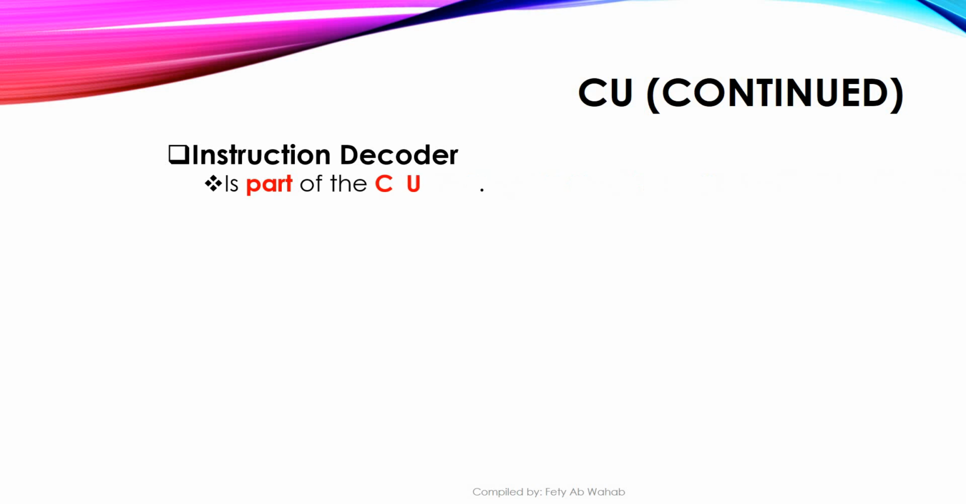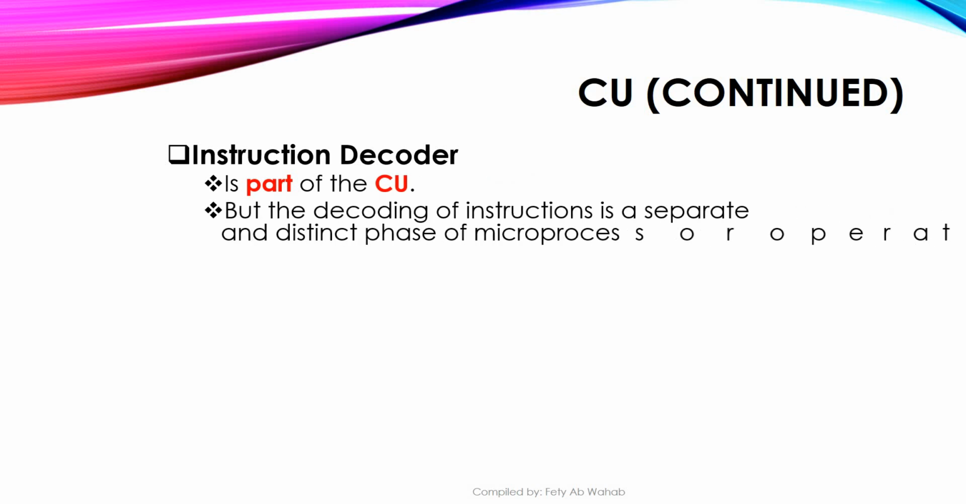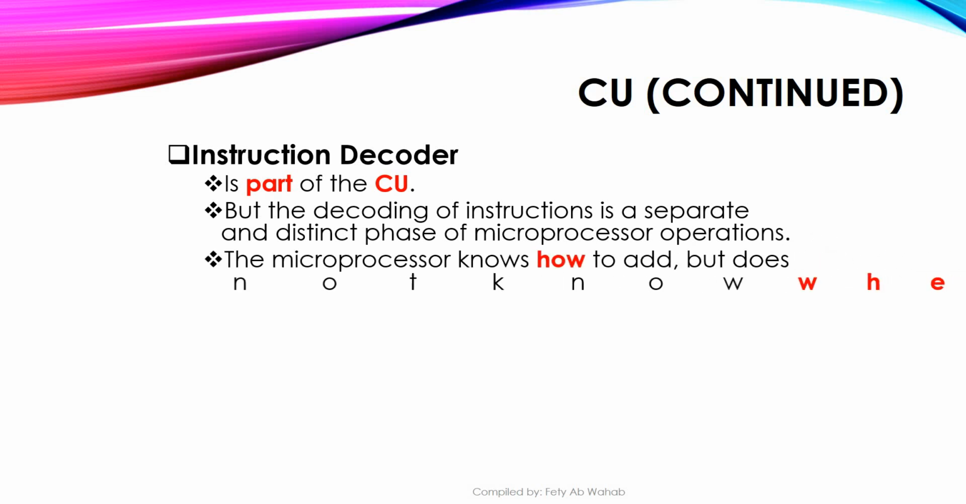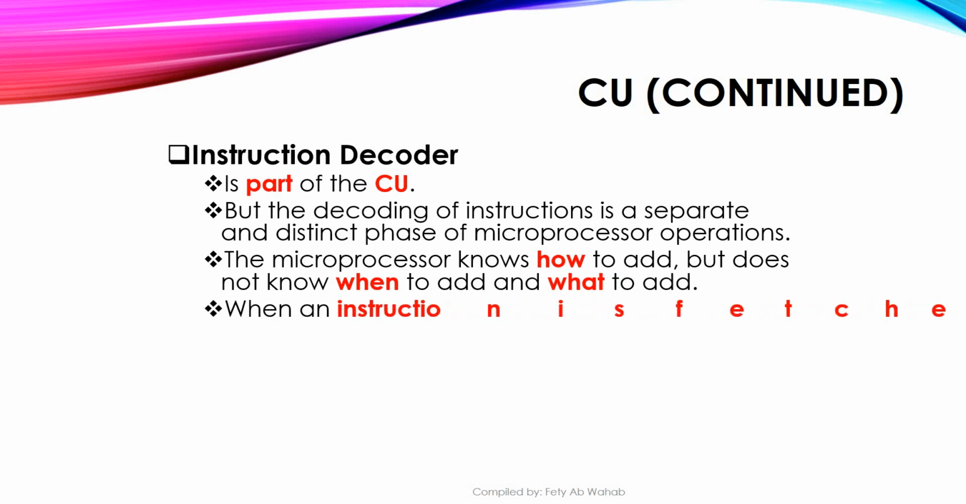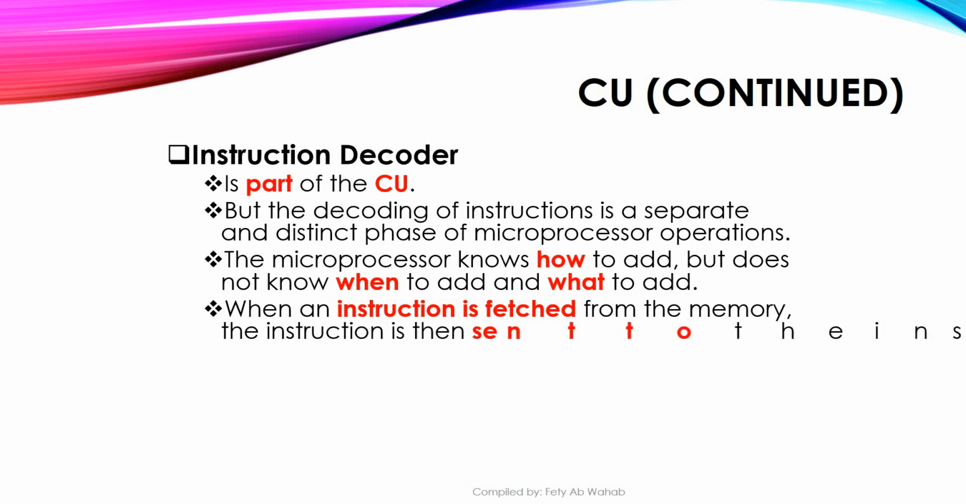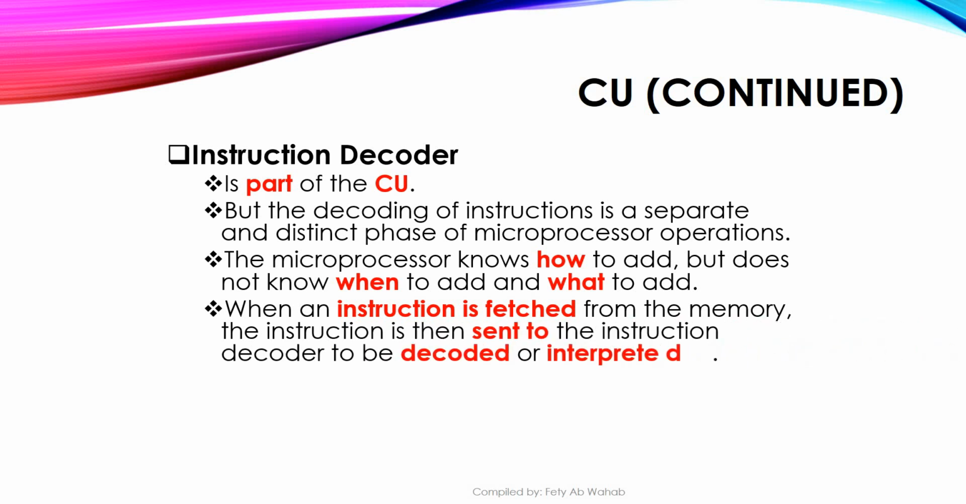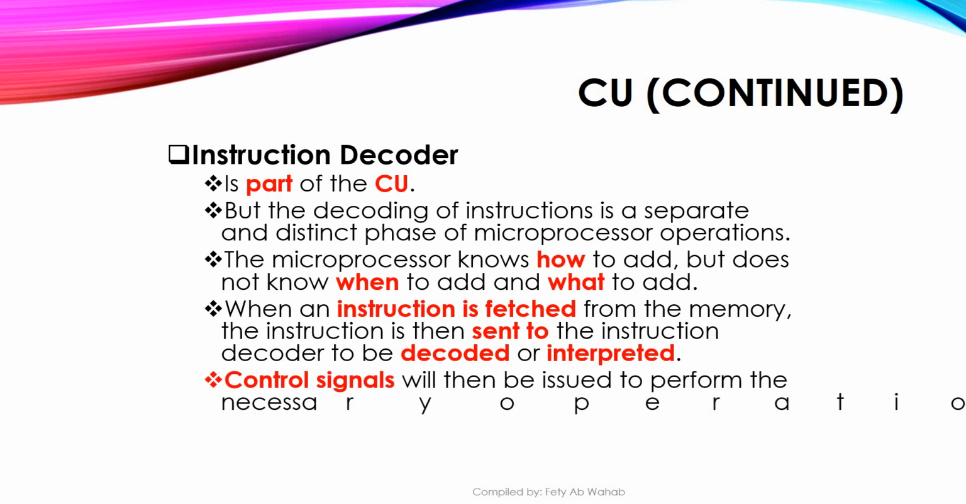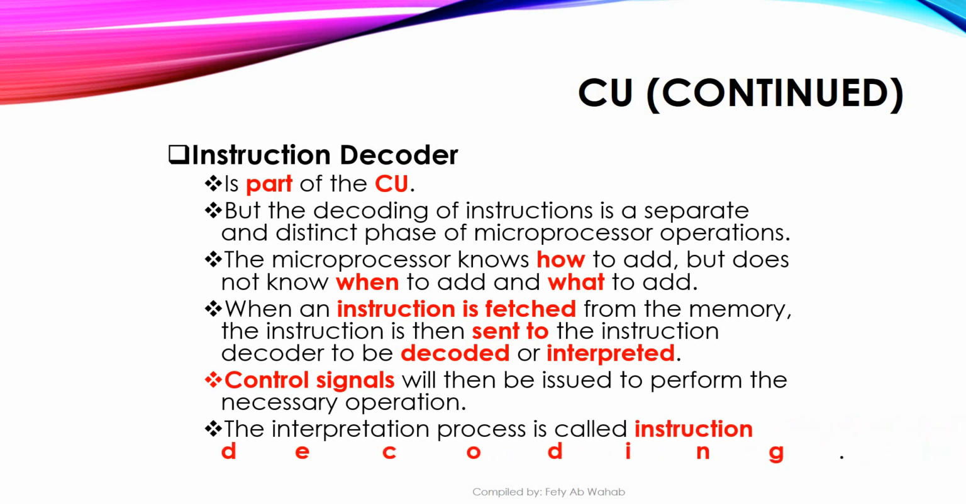CU, continued. Instruction decoder is part of the CU, but the decoding of instructions is a separate and distinct phase of microprocessor operations. The microprocessor knows how to add, but does not know when to add and what to add. When an instruction is fetched from the memory, the instruction is then sent to the instruction decoder to be decoded or interpreted. Control signals will then be issued to perform the necessary operation. The interpretation process is called instruction decoding.